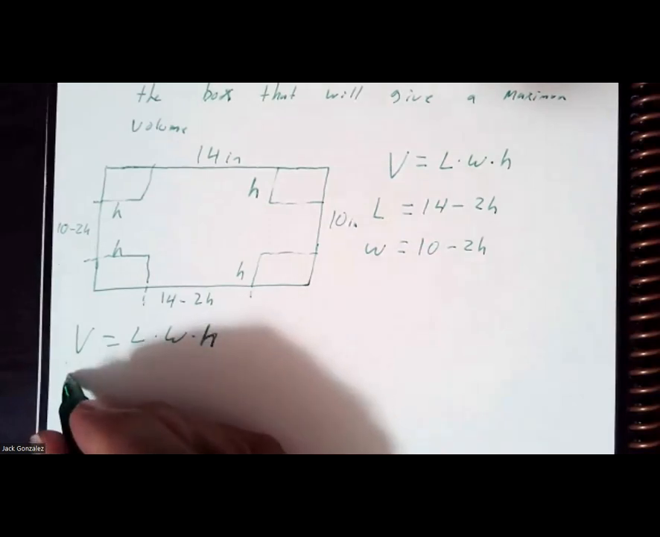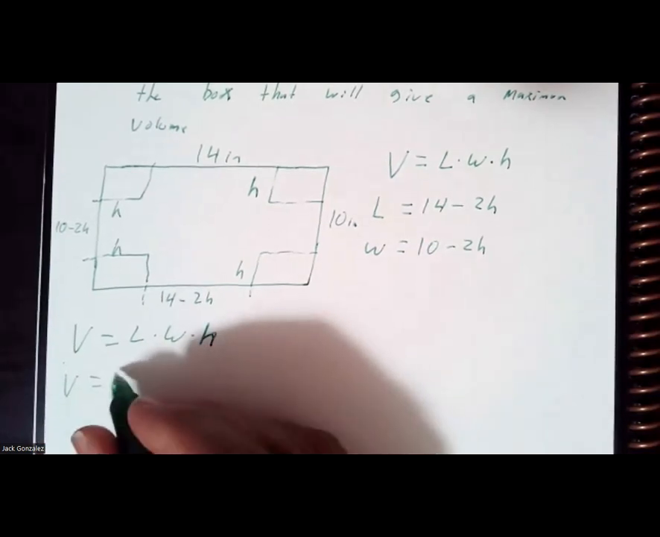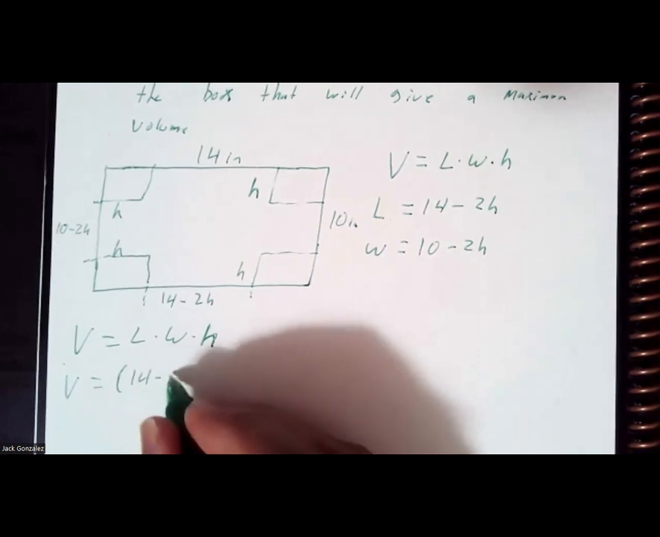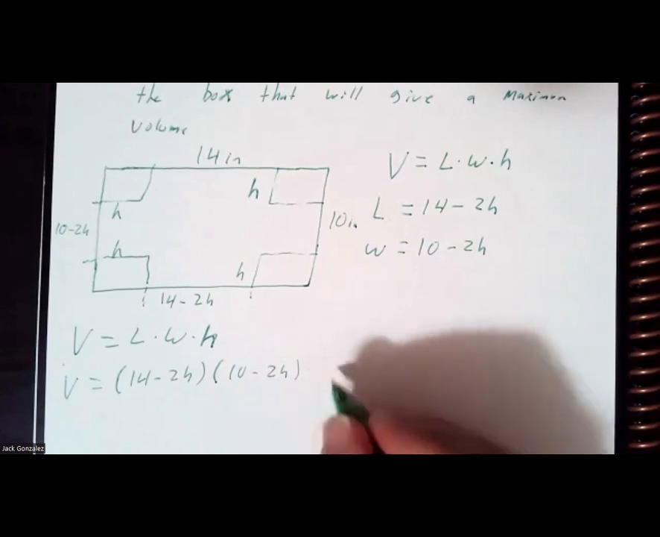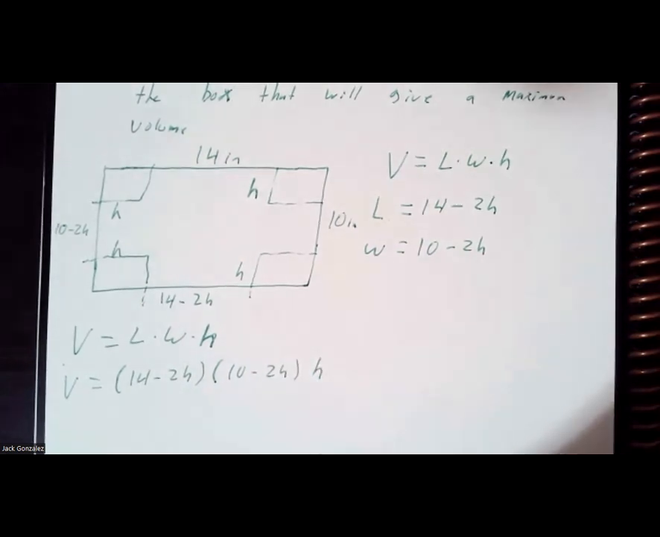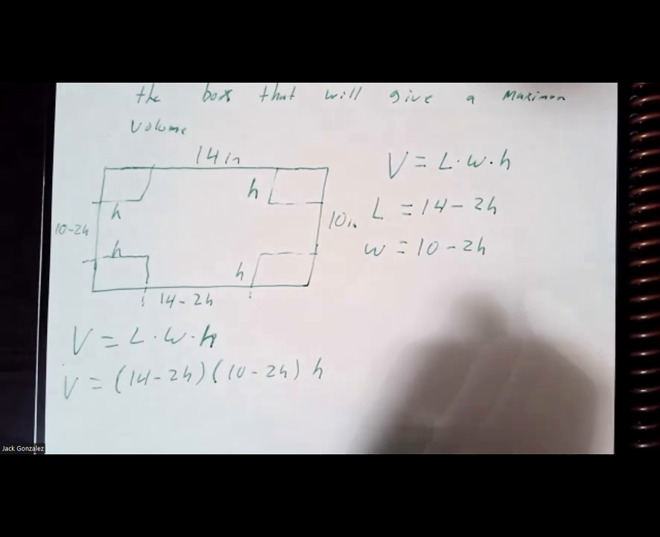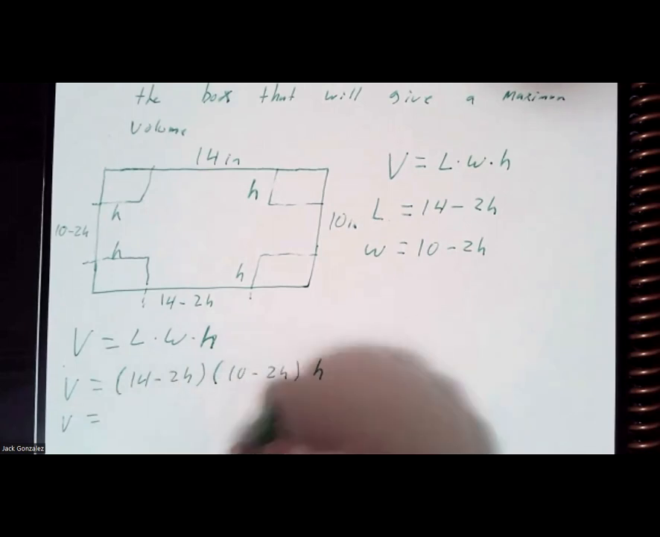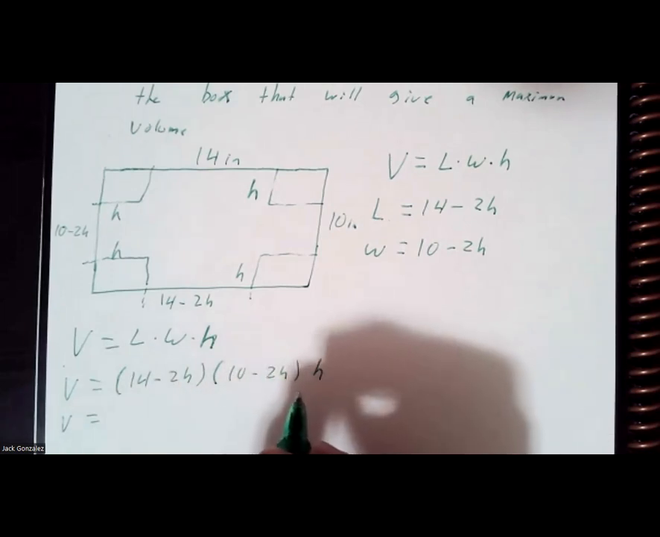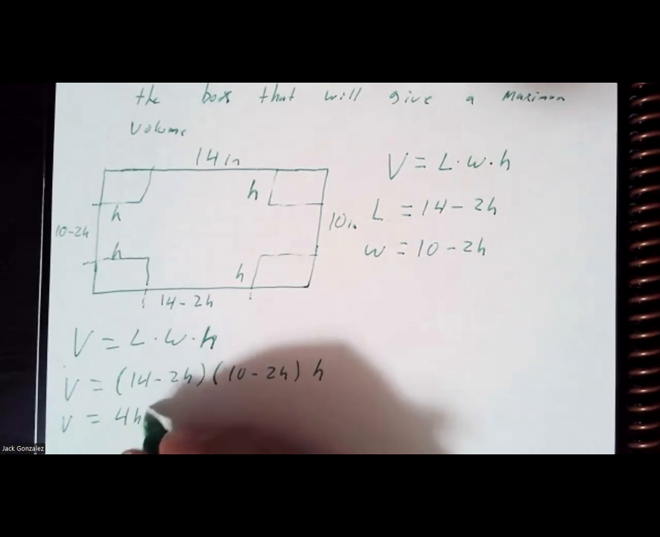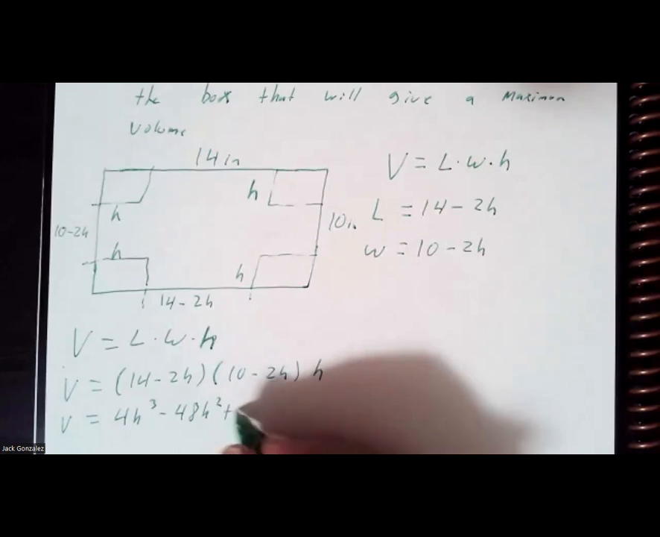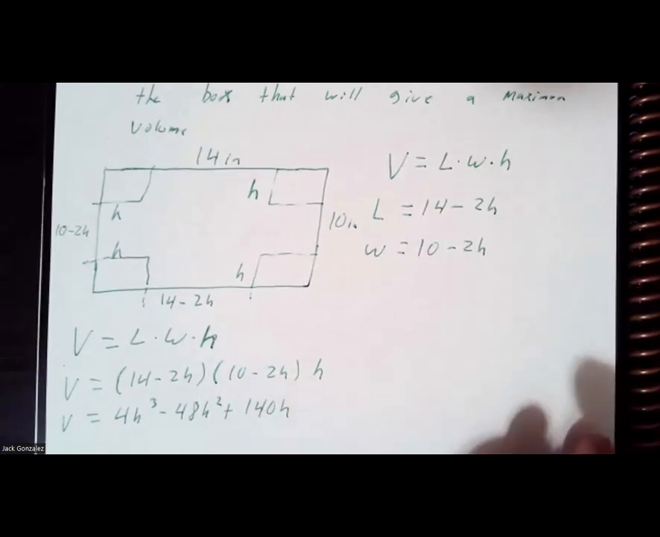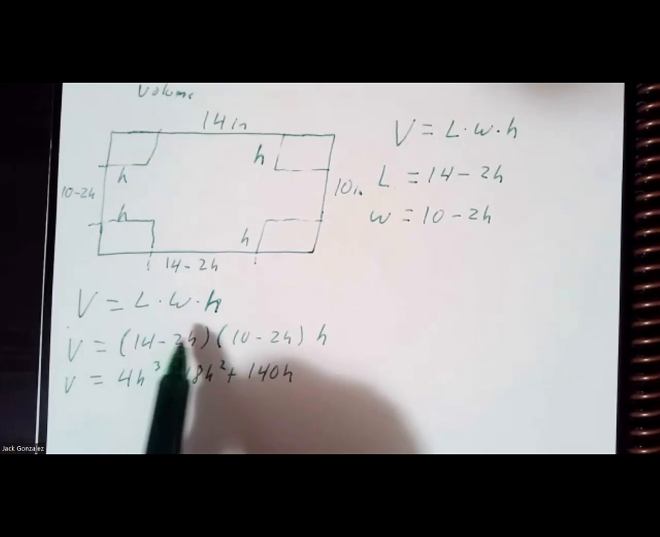Okay. So V would be equal to L times W times height. I'm going to skip that step. Multiply all of this, and you should get this. Is that okay? I believe you guys can multiply this out, right?